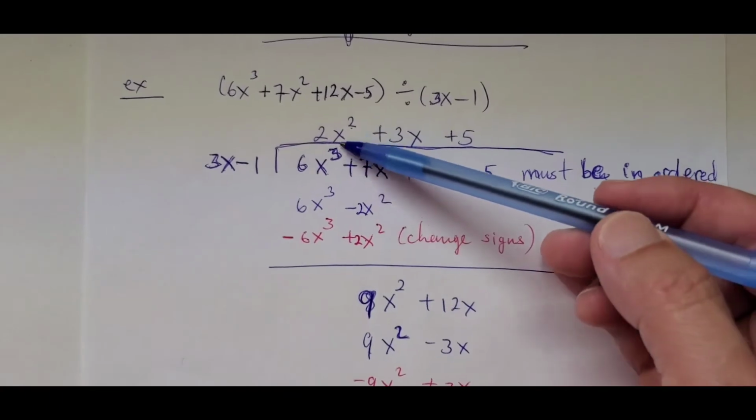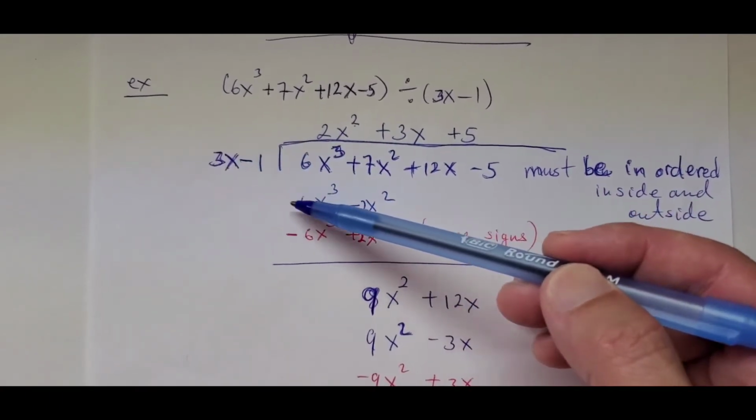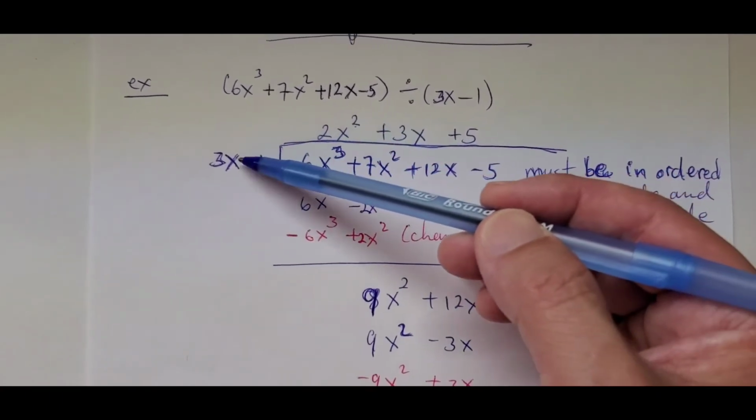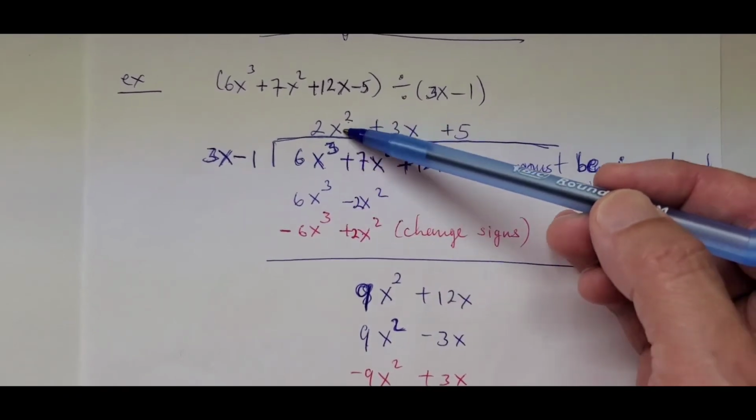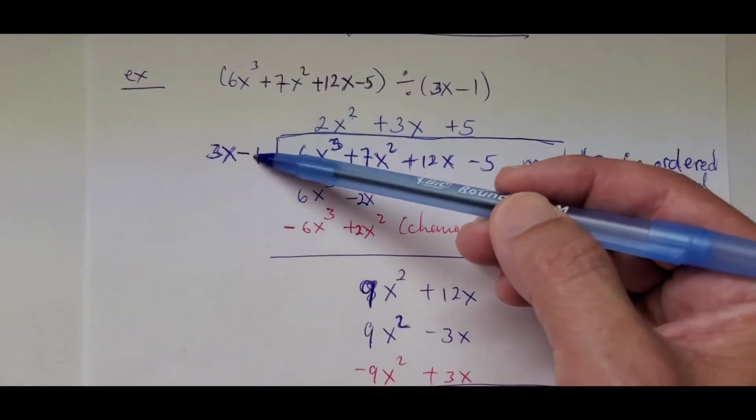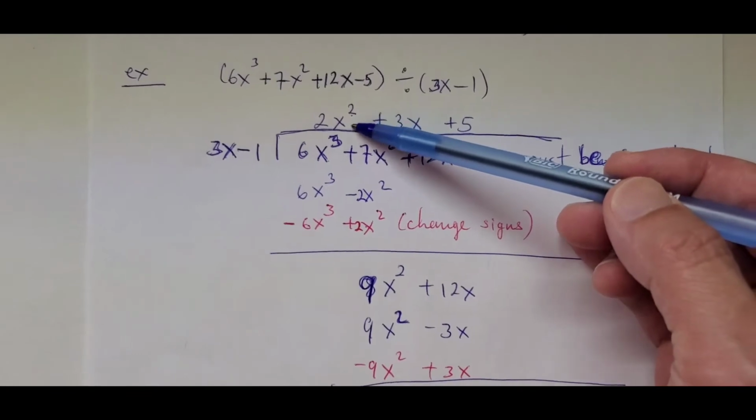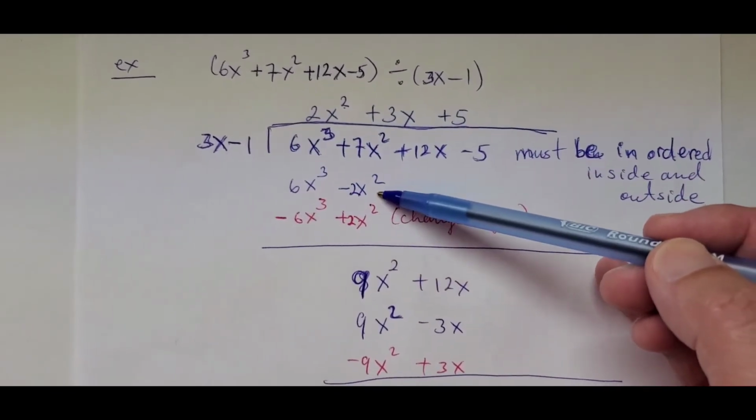One more time. 2 times 3 gives me 6. X squared times x, x cubed. 2 times -1, -2. And then x squared times -1 is just x squared.